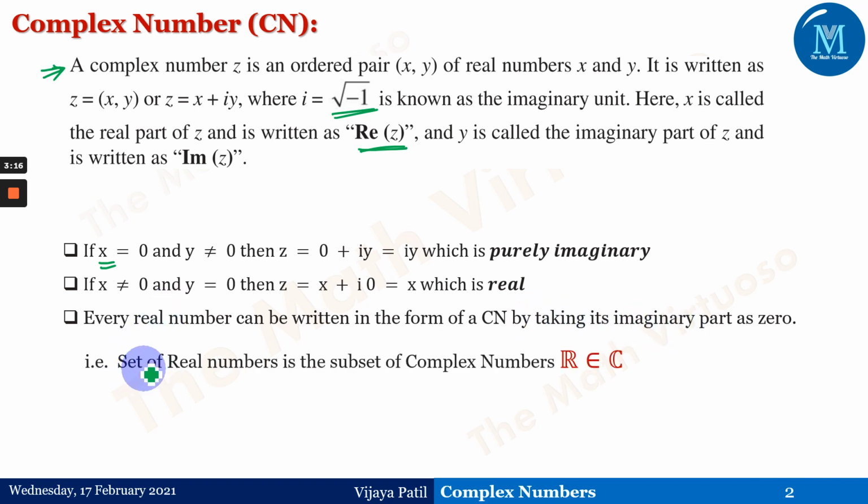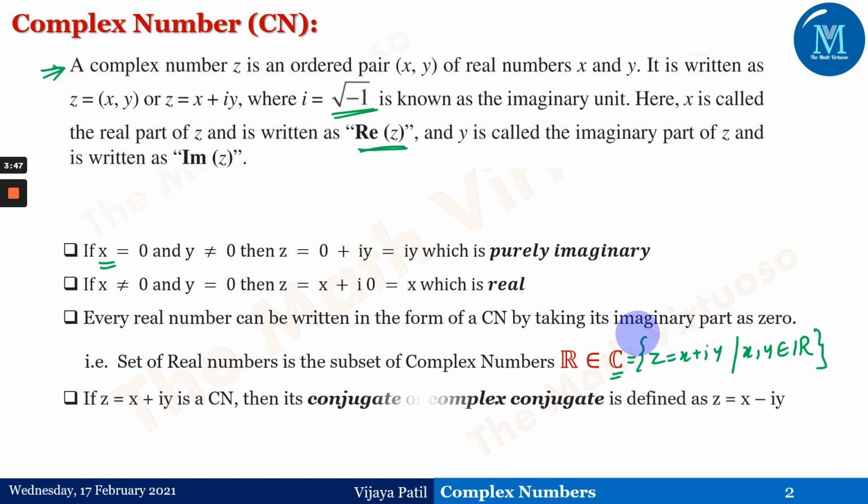Therefore we can make a comment that the set of real numbers is a subset of complex numbers. That is, R is a subset of C, the set of complex numbers. So a complex number can be expressed as Z equals x plus iy, such that x, y belong to the real numbers. Both of them belong to the real numbers, but when they come together in the x plus iy form, they become a complex number.